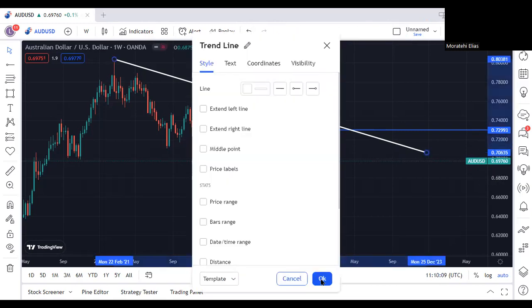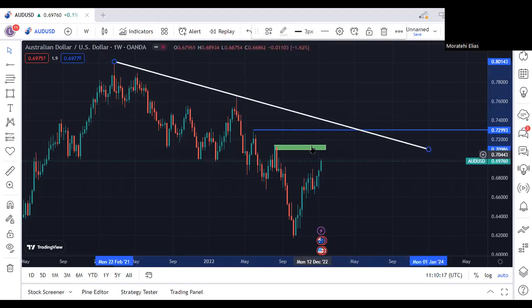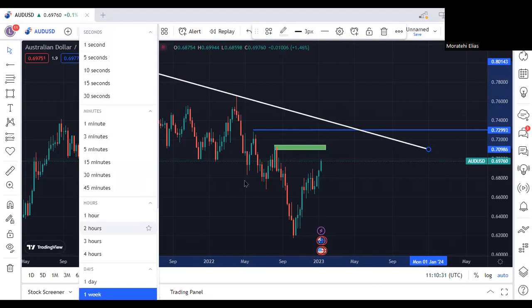Let me adjust the trend line. I've got to figure it out and then adjust it here again. So if it drops a little bit, after dropping here, is it going to push all the way up to this level? Let's go to daily time frame and then we check again. So what were you thinking about this one?